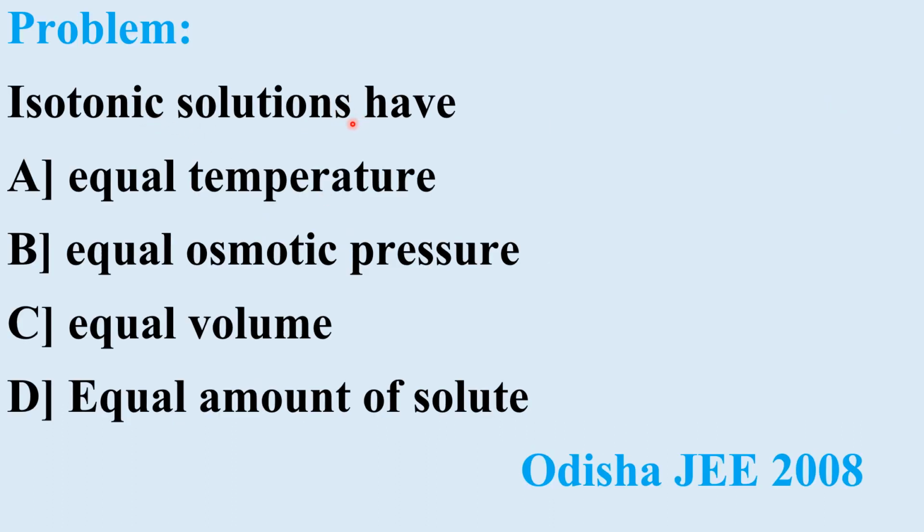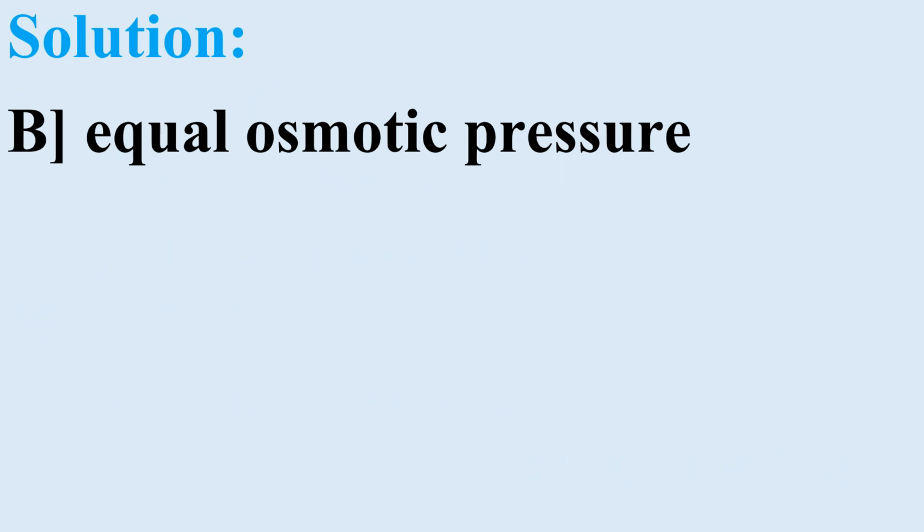Isotonic solutions have: A. Equal temperature, B. Equal osmotic pressure, C. Equal volume, and D. Equal amount of solute. Isotonic solutions are those solutions which have the same osmotic pressure. Thus option B is correct.